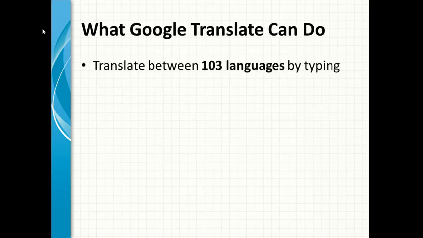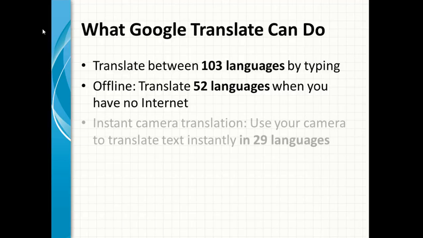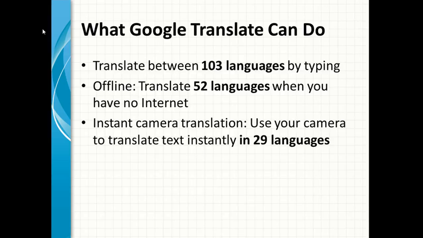What Google Translate can do, it can translate 103 languages by typing. Offline, it can translate 52 separate languages when you have no internet, and you can have an instant camera translation. You use your camera to translate text instantly in 29 separate languages.